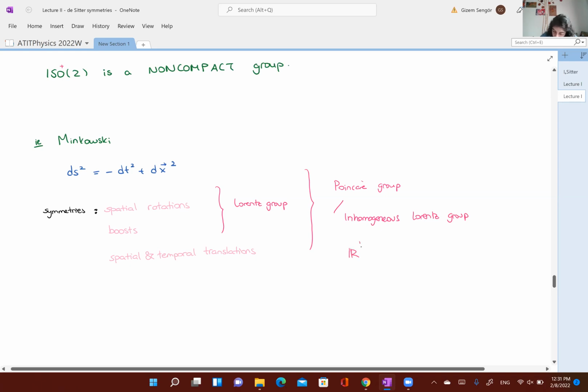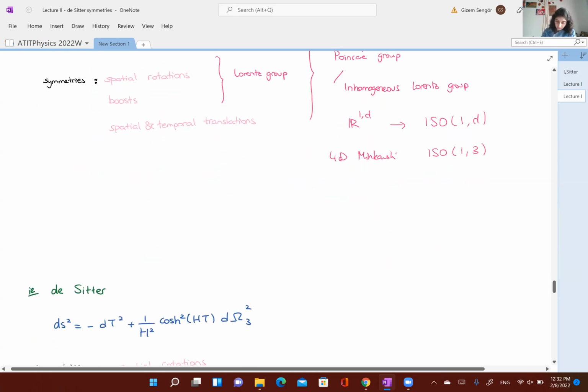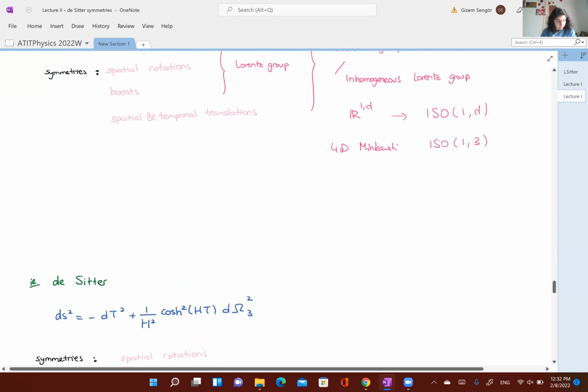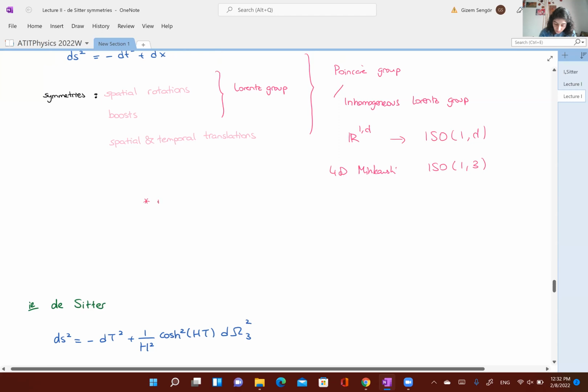For D+1 dimensional Minkowski, this is the group ISO(1,D). So for 4-dimensional Minkowski, this makes ISO(1,3). This group is also non-compact because of boosts and translations.